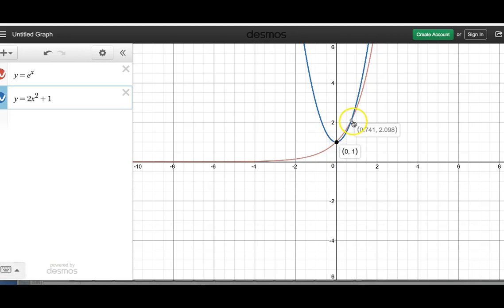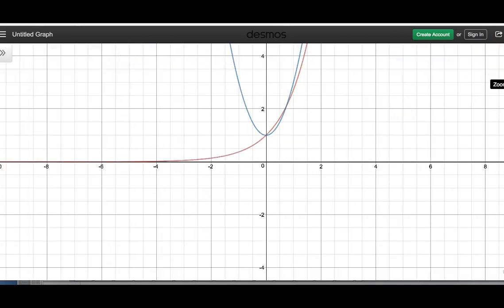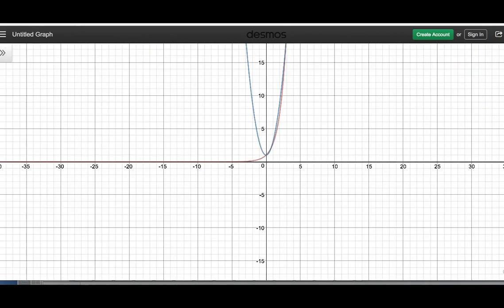So they intersect here and here. Now we might even zoom out a little bit. I'm going to close this and zoom out a little bit to see if they might intersect any other place. Oh, and they do. Clear up here. Okay, so I have 3 places where they intersect.